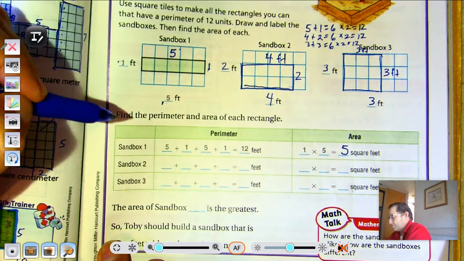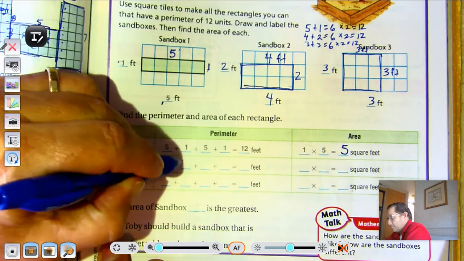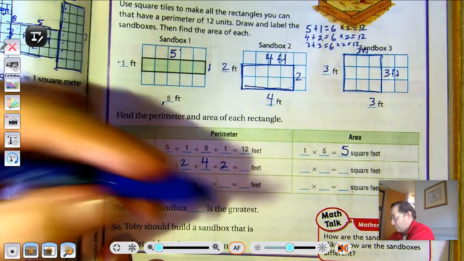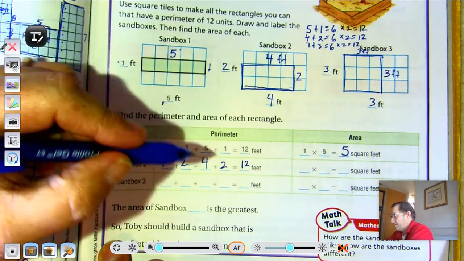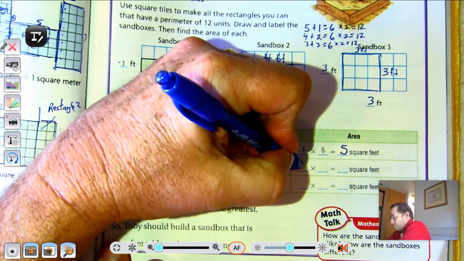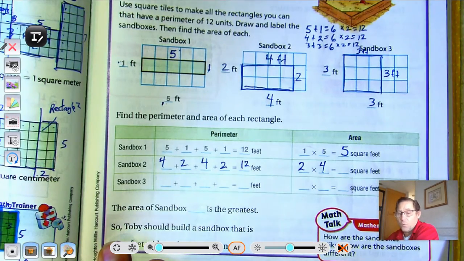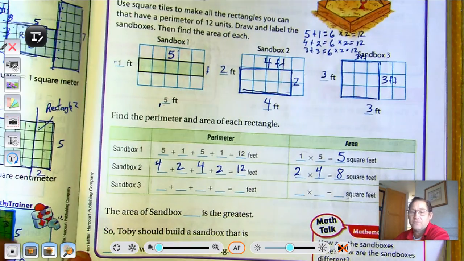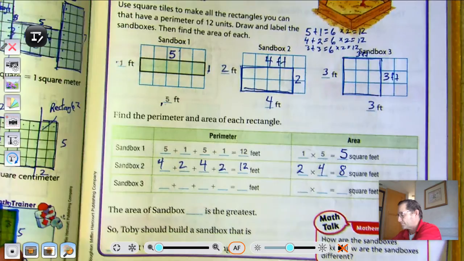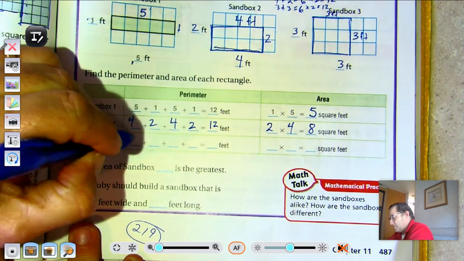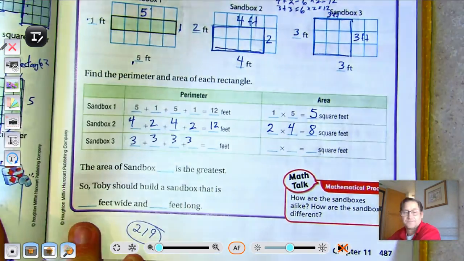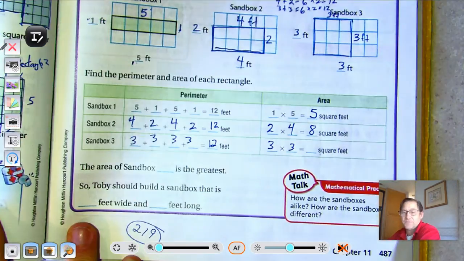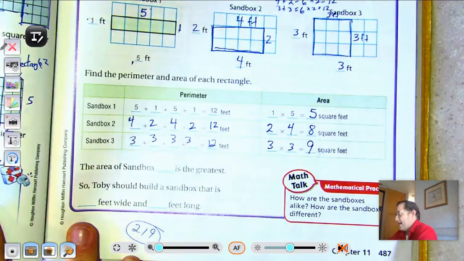Sandbox 2 is 4 plus 2 plus 4 plus 2. And again, that was 12 feet for the perimeter. But when we multiply, we're multiplying 2 times 4. And so our area was bigger in sandbox 2 than it was in box 1. In box 3, all 4 sides are 3. And so that was 12. And 3 times 3 would give me 9 square feet.